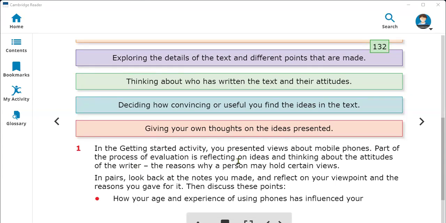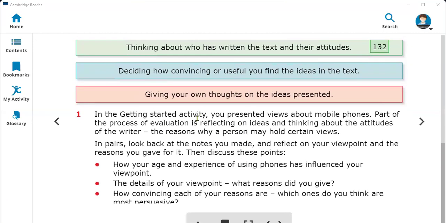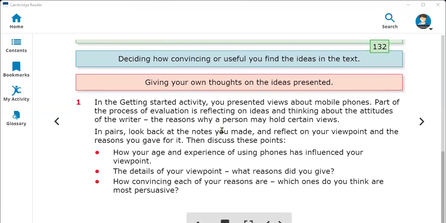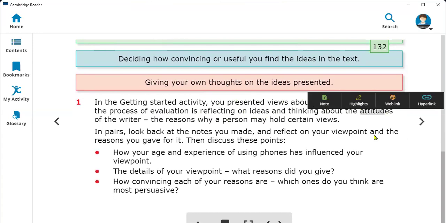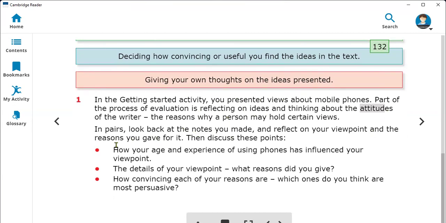In the getting started activity, you present viewpoints about the mobile phone. Part of the process of evaluation is reflecting on the ideas and thinking about the audience. You have to see who your audience is, and accordingly you are going to choose your language. Then you are going to discuss it. Definitely, it's a book. Here they talk about pair work, but when we are writing, we are individually working, so we have to spend some time discussing the points.